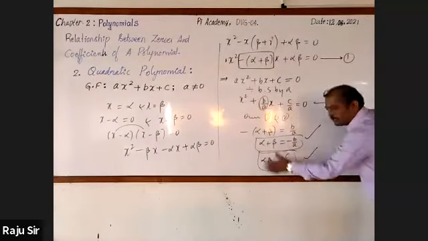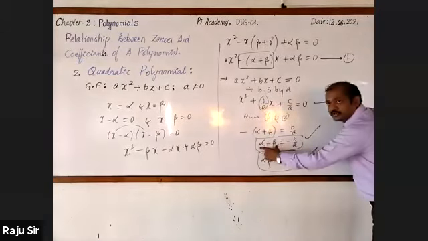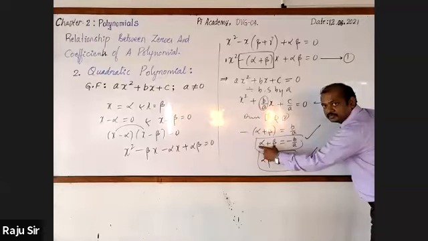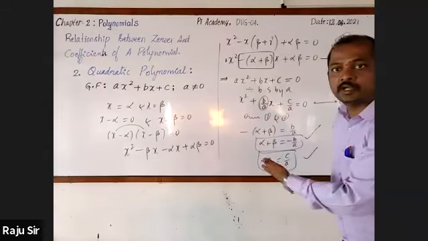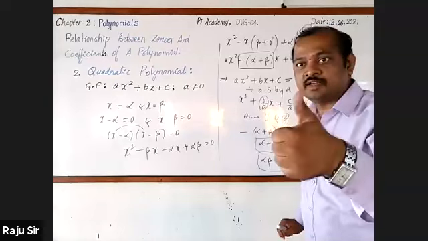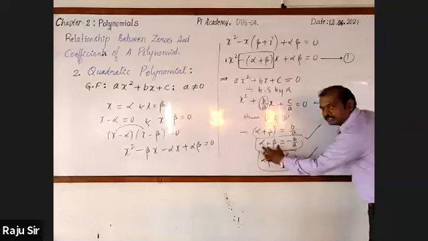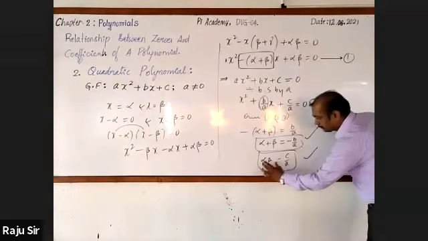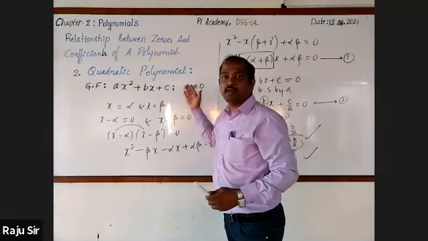In the first, there are two possibilities. One possibility, we have added the zeros. It is called sum of zeros. And here alpha into beta is called product of zeros. Got it? Sum of zeros is minus b by a, and product of zeros is c by a. These are the two statements which give the relationship among zeros and coefficients.